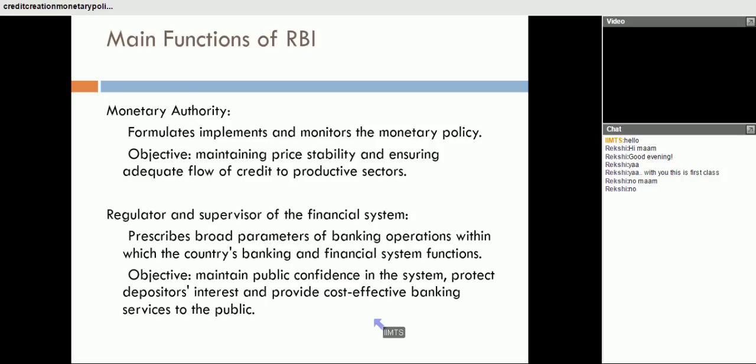Every country has a central bank of its own, and it is responsible for framing the monetary policies. Monetary means related to money. So all the monetary policies of the country are formulated by the RBI. In fact, RBI is the authority which implements the various policies. As far as the monetary part is concerned, like how much money has to be printed and how much has to be circulated in the market, that is going to be decided by the central bank of the country. With reference to India, it is the Reserve Bank of India.